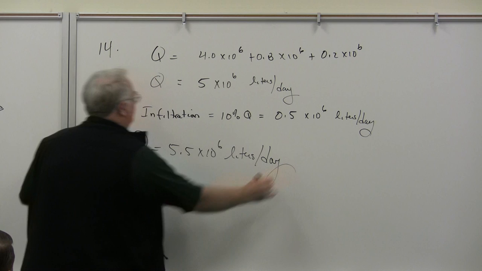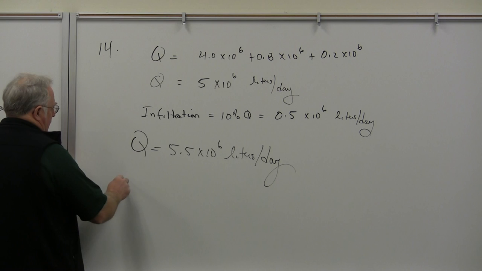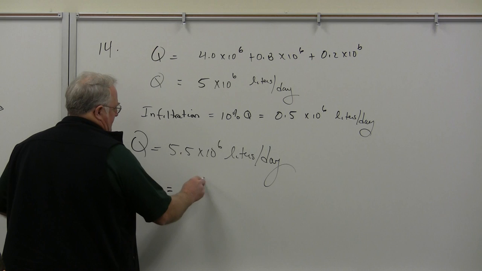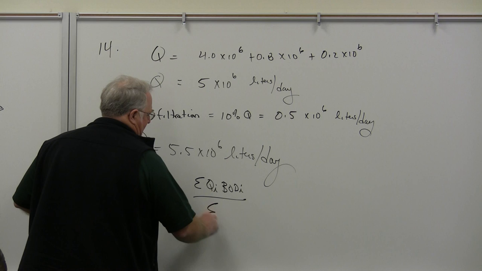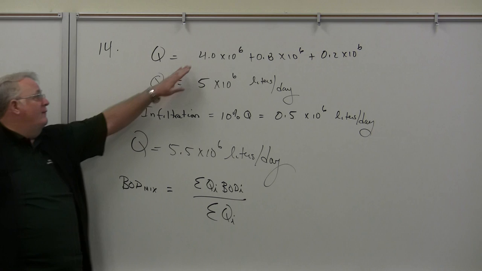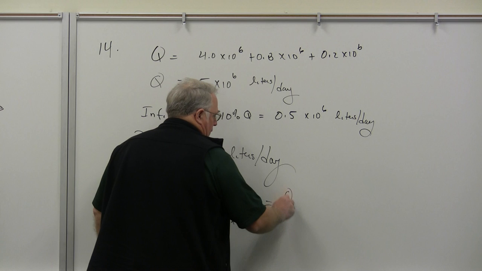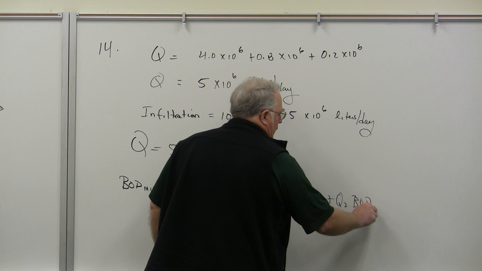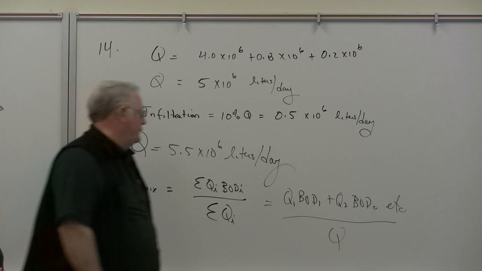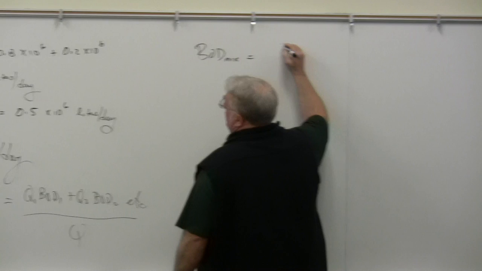Okay? Now, the BOD of the mixture is going to be the sum of QI times BODI divided by the sum of QI. All we're doing is a weighted average here. So whatever the BOD of this is, we're going to multiply it by that flow. Okay? So what we're going to get here is Q1 BOD1 plus Q2 BOD2, etc., all over our total flow. So to set this up, the BOD of our mixture is going to be, I'm going to leave out the 10 to the 6, if that's okay with you guys.